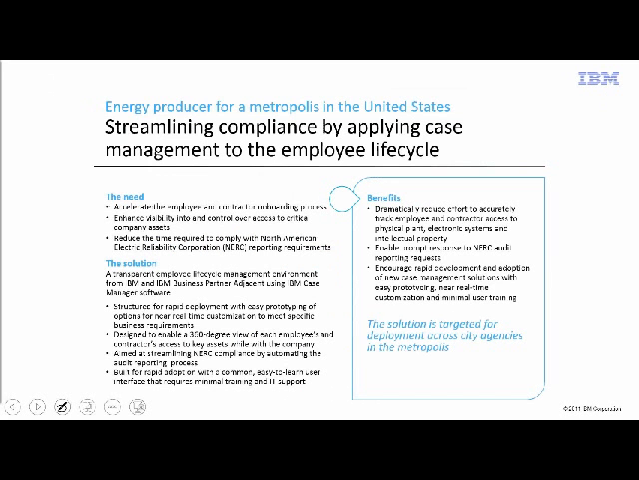So my second one here is for an energy producer. They're actually an energy producer for a large metropolitan city in the U.S. And basically this energy producer needed to streamline the process of complying with the North American Electric Reliability Corporation, or NERC, requirements. And in order to comply, they needed to really enhance the visibility and control they have over security access, both to core company information and data, as well as to physical assets of the organization. And then they needed to be able to quickly respond to reporting requirements from NERC when they were requested.